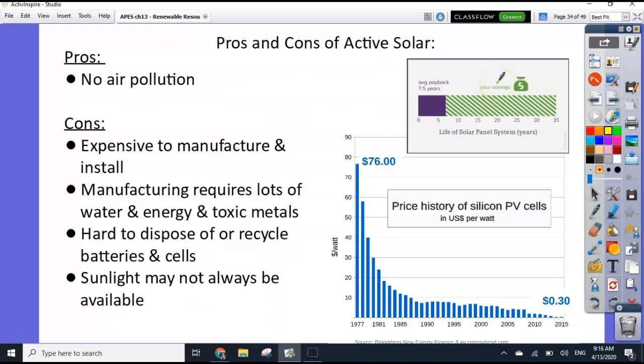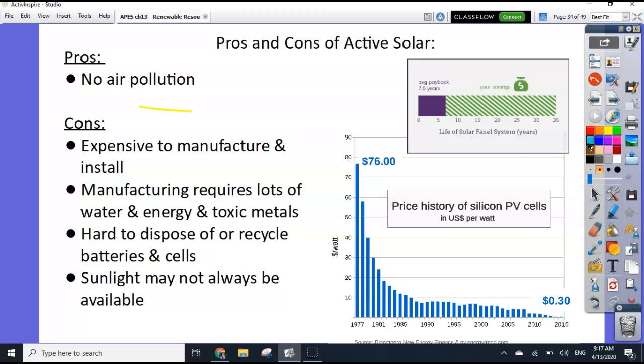All right, so let's take a look at solar power. So first of all, some pros. No air pollution, that's a good thing, right? We're not emitting CO2, this is a renewable energy source, so there's no air pollution involved.